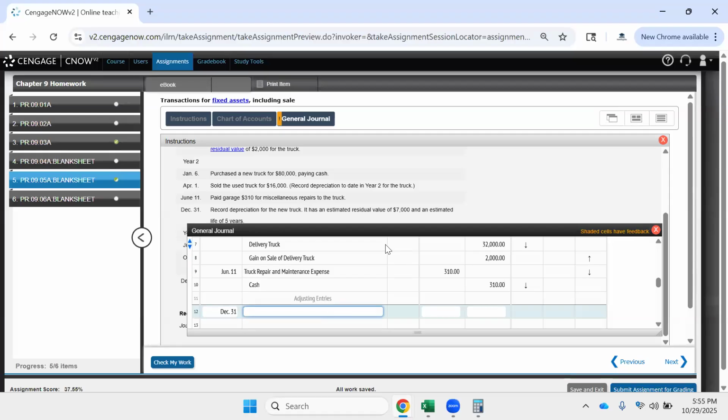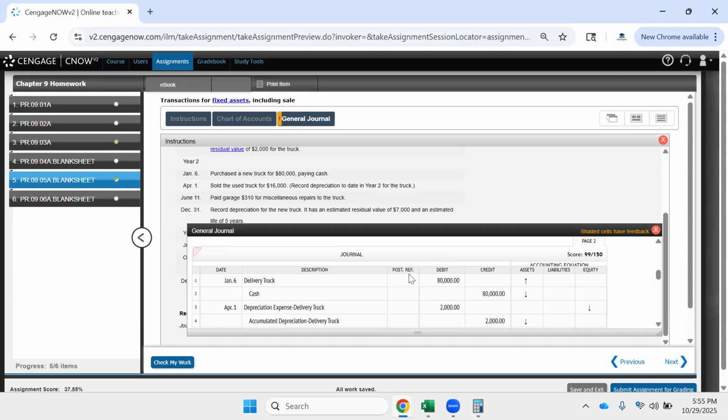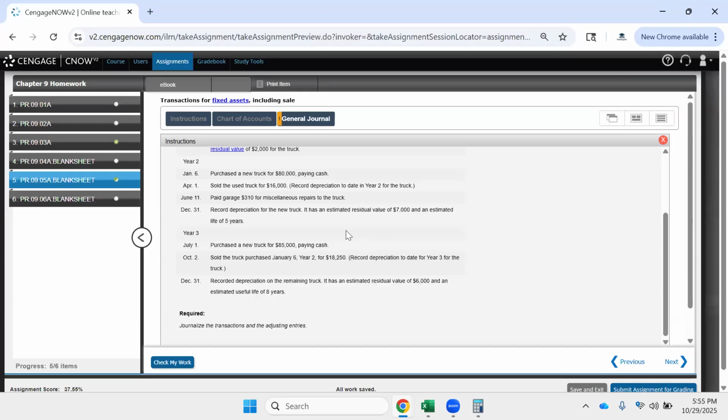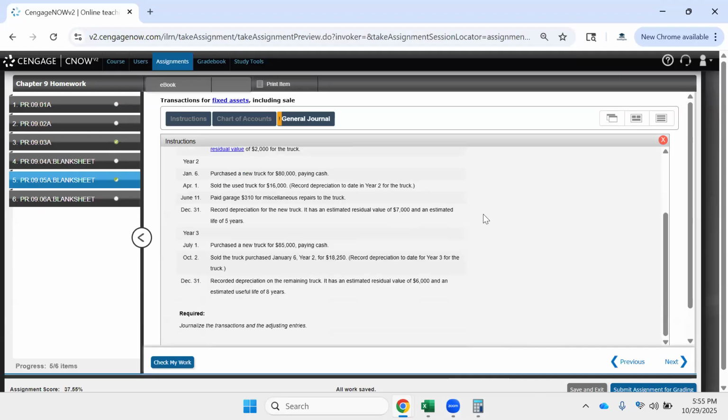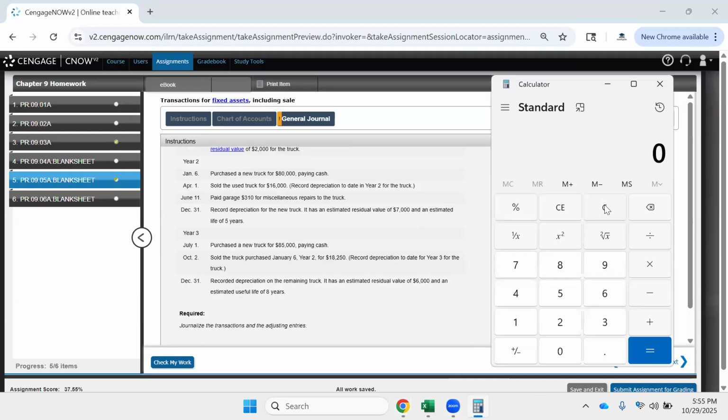So December 31st, we purchased this new truck for $80,000. We had a residual value of $7,000 and an estimated life of 5 years. We're using the double declining balance method because that's our method for all of our trucks. And what it does is it front loads the depreciation expense into the first few years. Our yearly percentage under the straight line method is 0.2 or 20%. Under the double declining method, it's 40%.